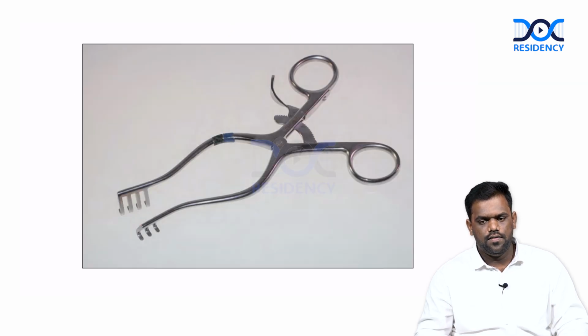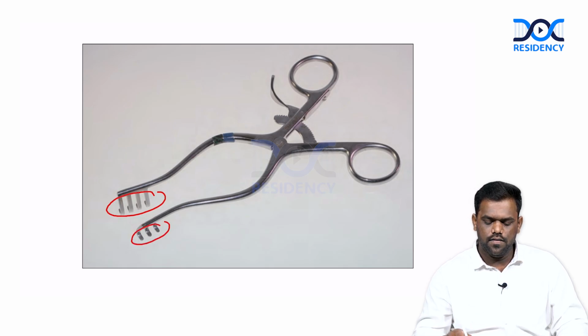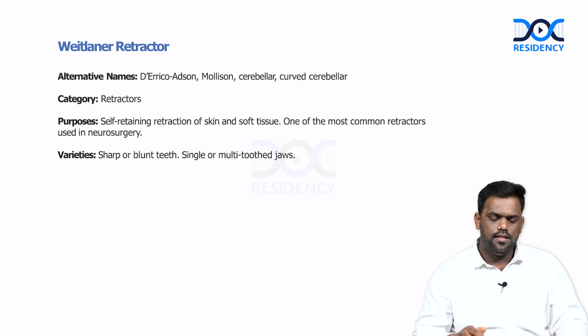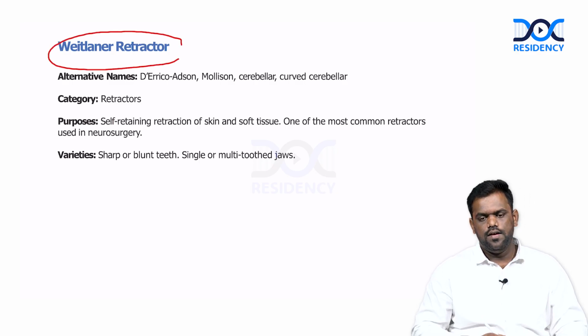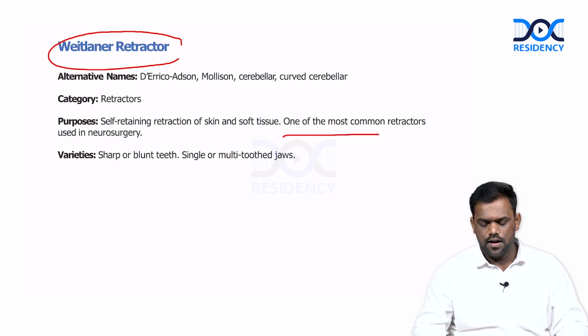This instrument looks like a mastoid, but you see here it has 4 toothed series, and only the opposite side has 3. It also has an interlocking system. It is a weight liner. Okay, it is self-retaining, self-retaining retraction of the skin and soft tissues. One of the most common retractors in neurosurgery. Okay, weight liner retractor.